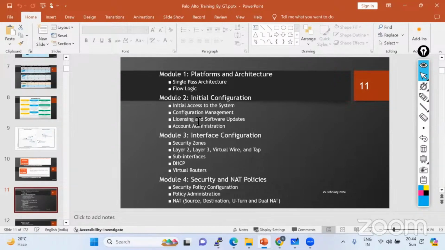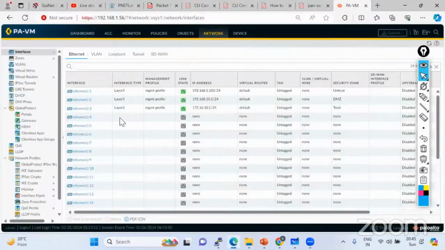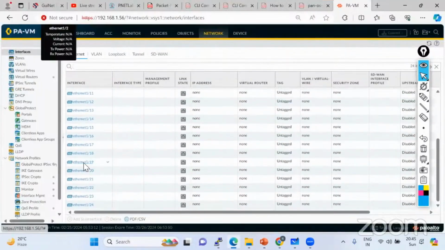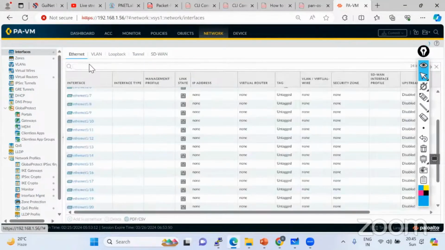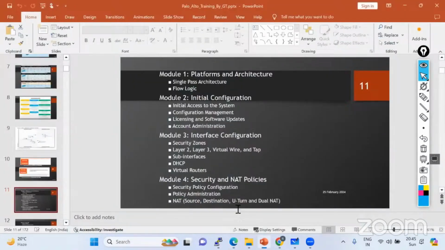After that, we have the interface related configuration. Every firewall has multiple interfaces. There are interfaces like Ethernet, VLANs, loopback, tunnels, and SD-WAN. Why are these interfaces available in the firewall, and how can they be configured differently, like router and switch interfaces?